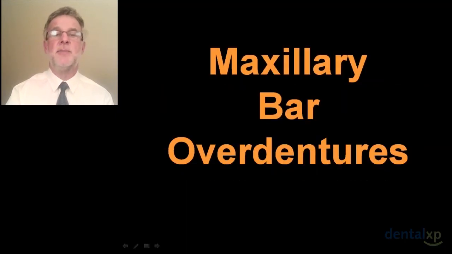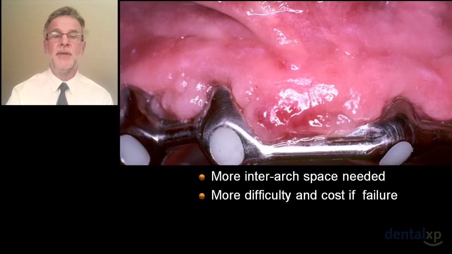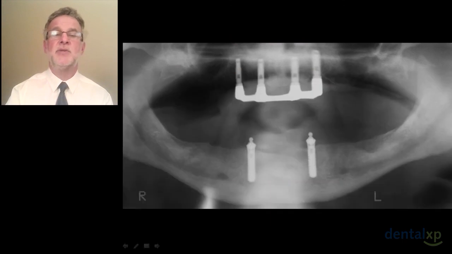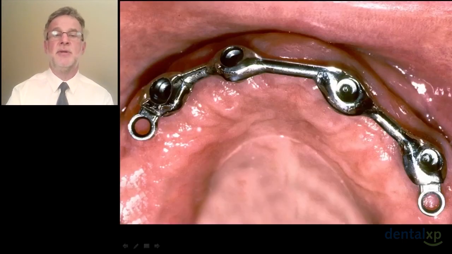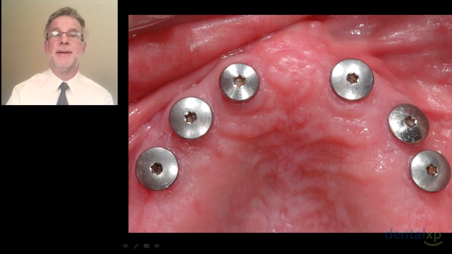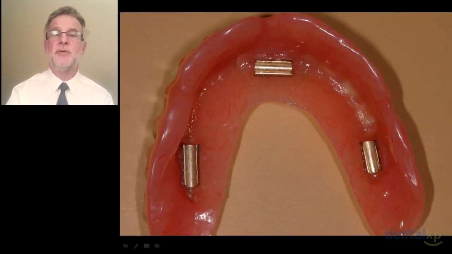So as we said, the bar overdentures compared to unsplinted, we looked at all of these things on the title slide before. And again, looking at the maxilla, sometimes in the past, we've done 4 with the bar, similar design as we saw in the mandibular cases just before. Again, more than 4 implants. This is a Straumann case. Nice cantilevered bar. Again, it's certainly a good restoration.